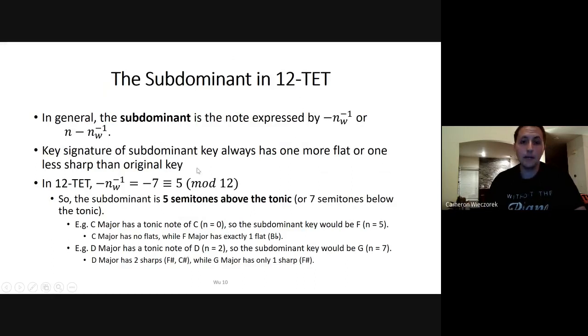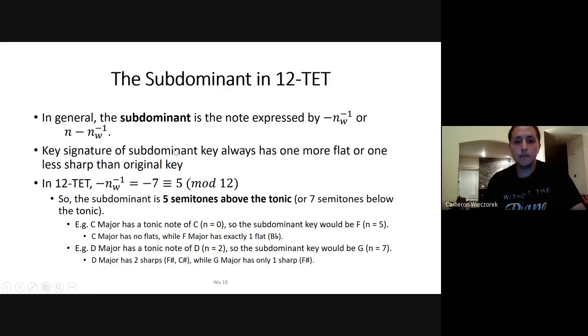The subdominant is the note expressed by the negation of the dominant, or you could think of it as taking n minus n sub w inverse. Subdominant just means 7 semitones below now instead of 7 semitones above. Sub means we're going down.